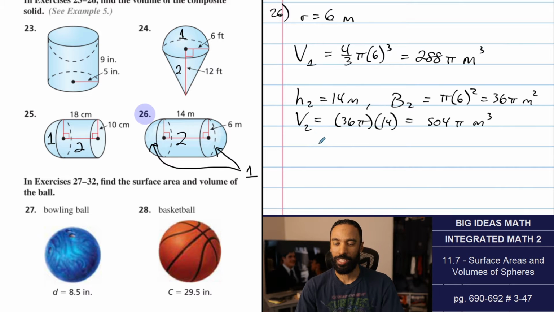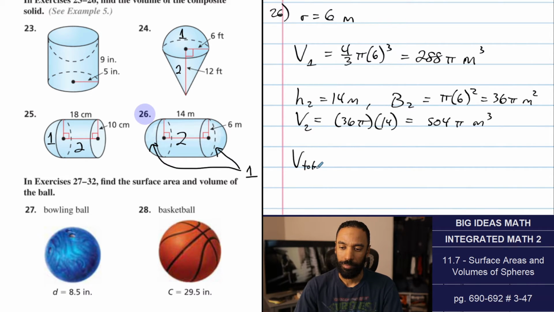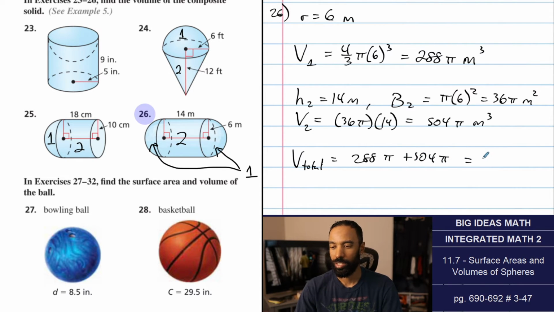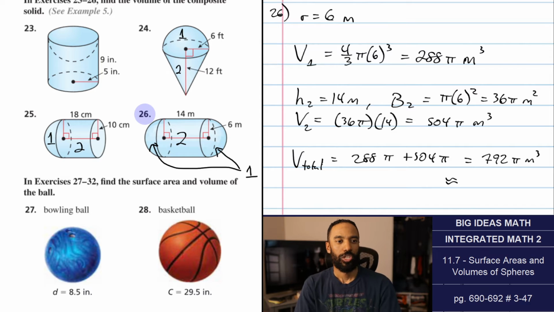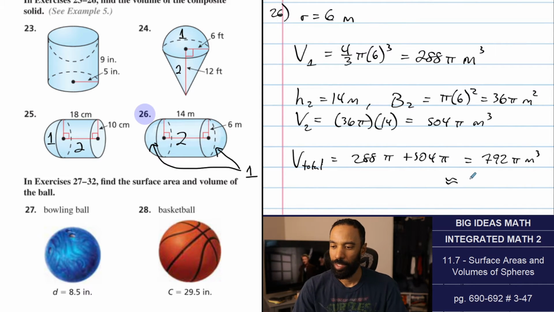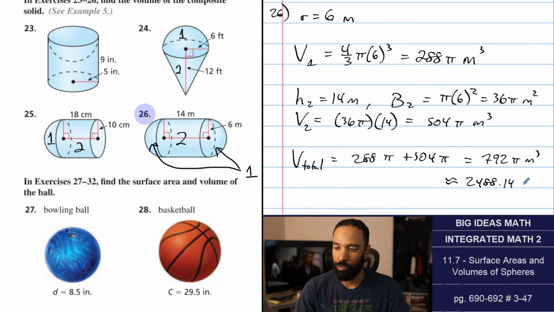We are going to add these two volumes together because this is both hemispheres together as one giant sphere. So the total volume equals 288 pi plus 504 pi, which is 792 pi cubic meters, and that is rounding to something in the 2000s: 2488.14 cubic meters. All right.